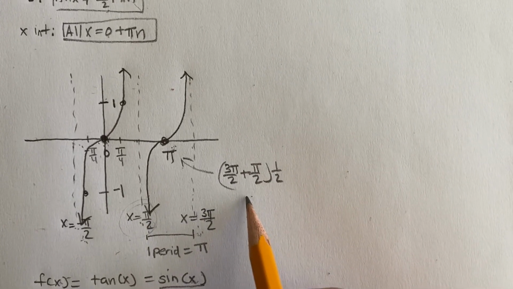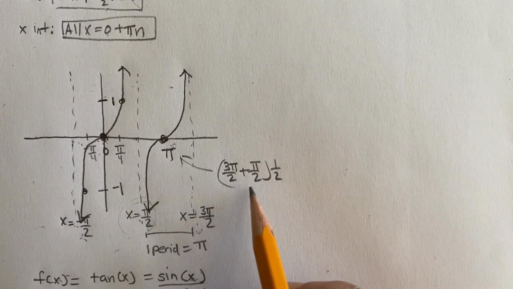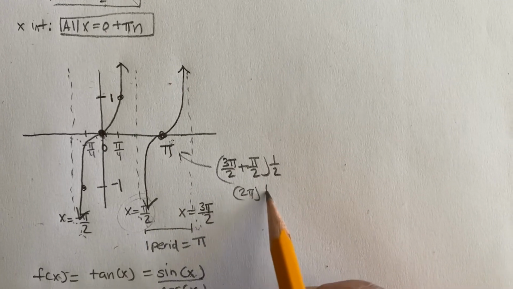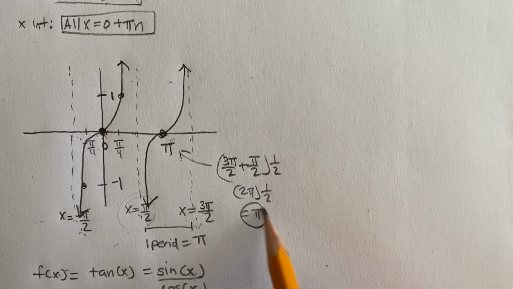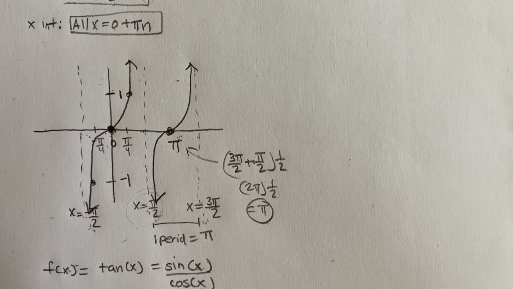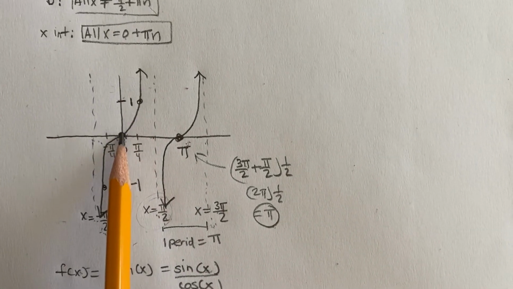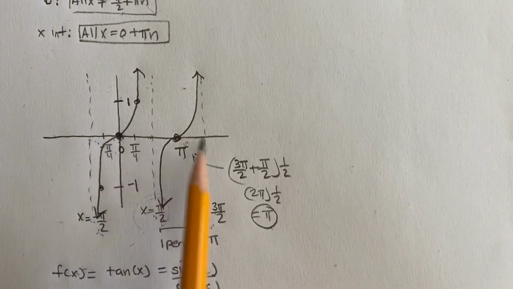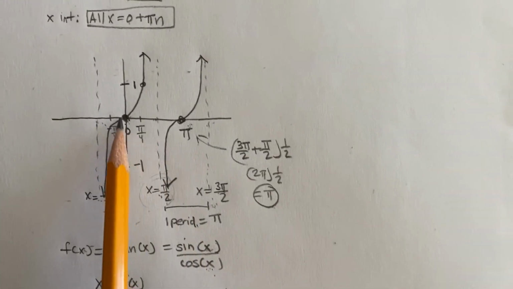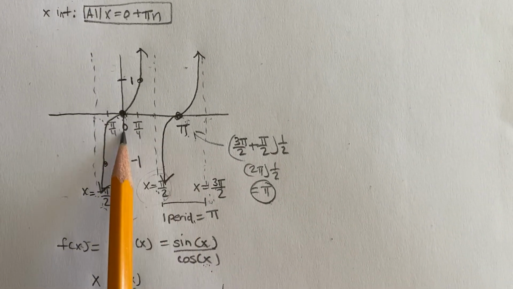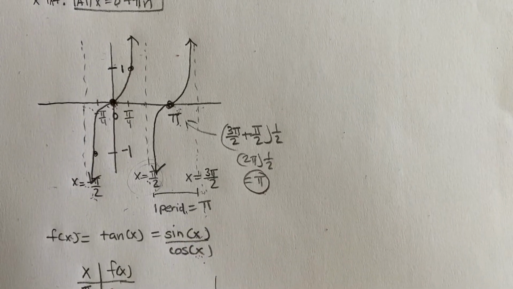Okay? So over here, you're going to get 4 pi over 2, which is 2 pi, times 1/2, which will give you pi. So just a quick recap, right? The distance between the vertical asymptotes is always going to be the period. The distance between the x-intercepts is always going to be the period, right? The period is just pi.